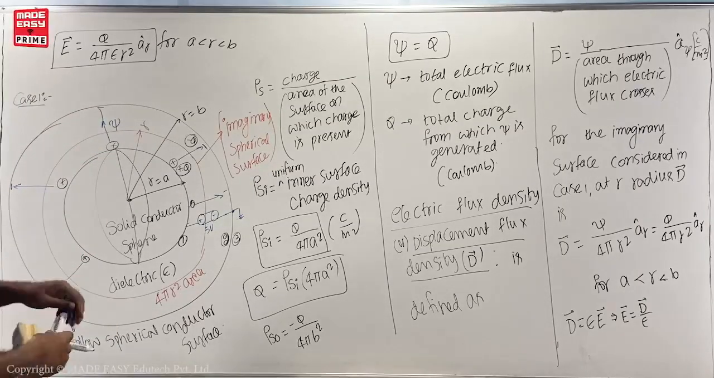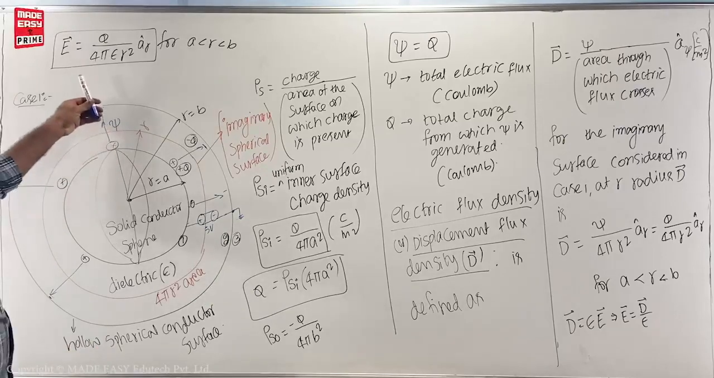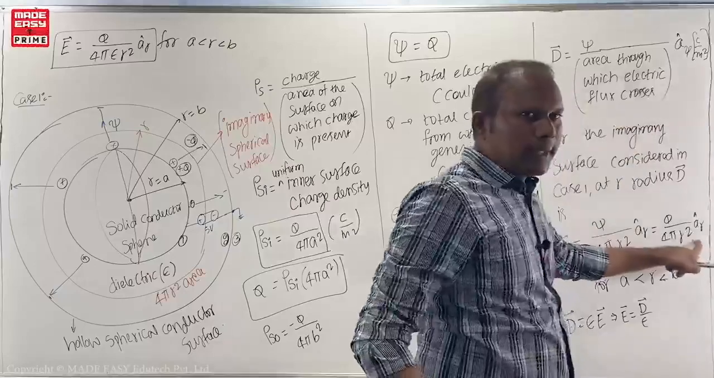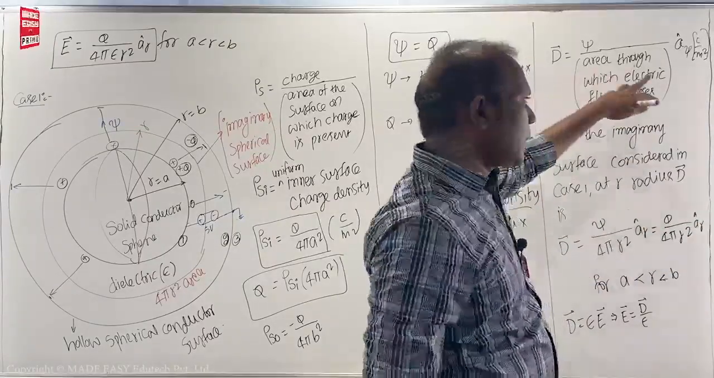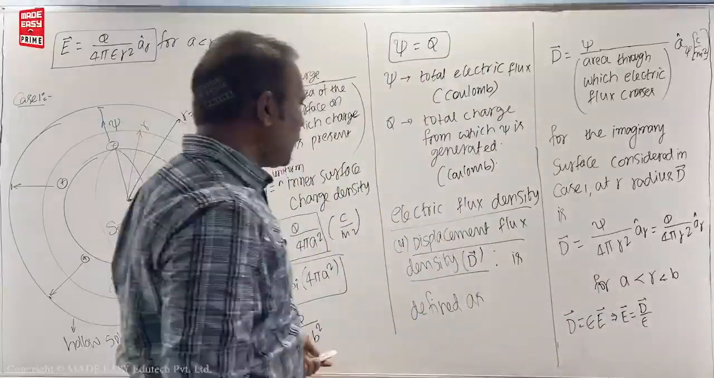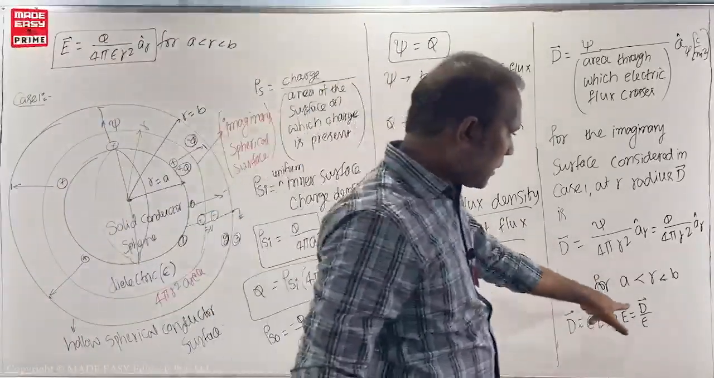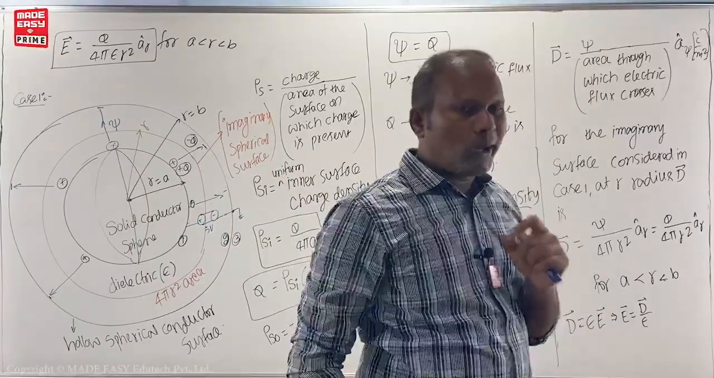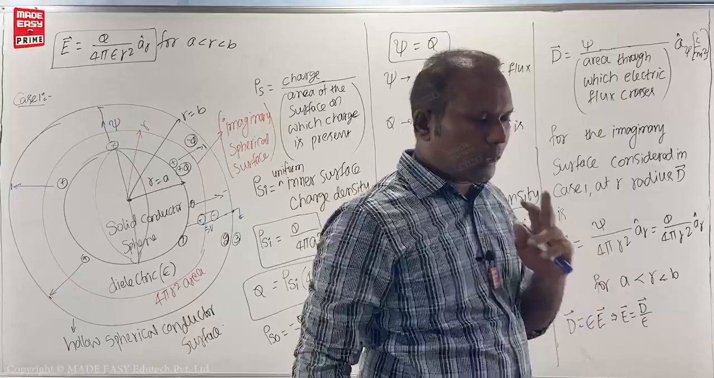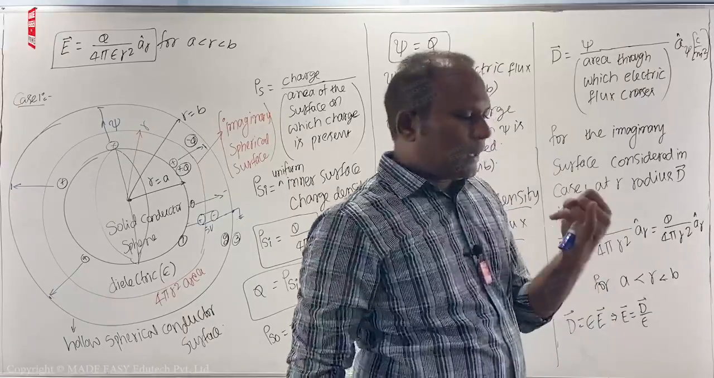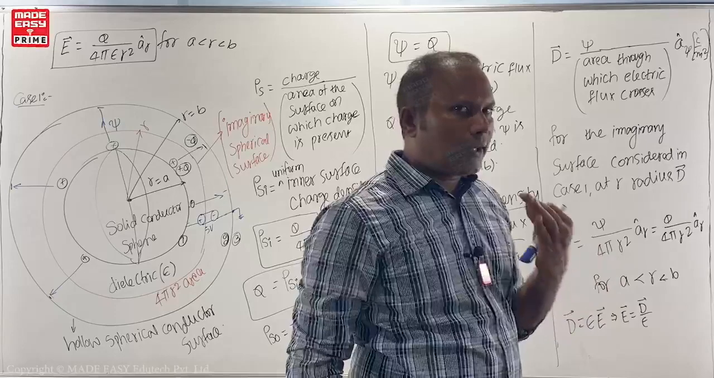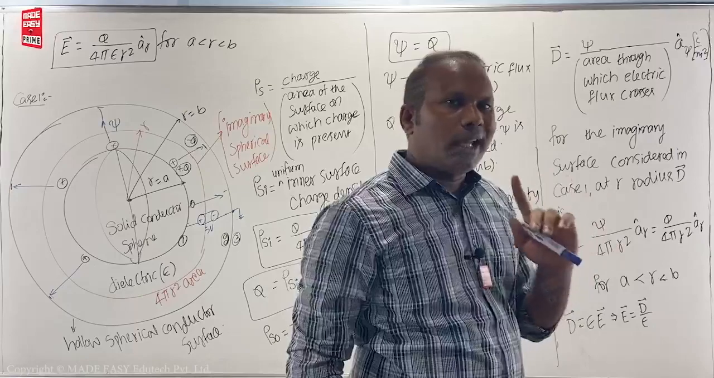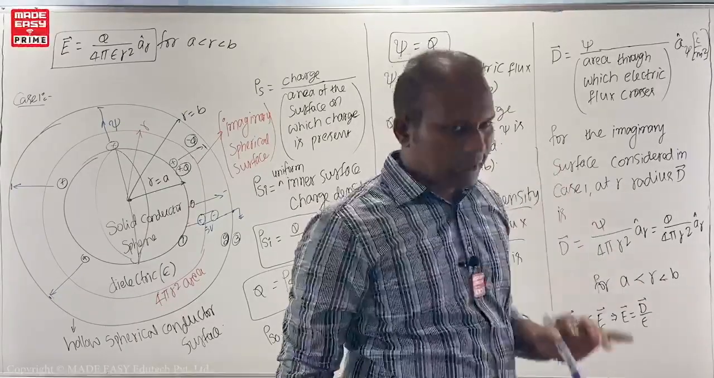So the conclusion: electric flux direction is AR cap, and electric flux density direction is also AR cap. Both are the same. Electric field direction is also the same, because D bar and E bar directions are the same. That is why I wrote at the beginning, in note 1 for a point charge: electric field lines, electric flux lines and electric flux density lines start perpendicular to the positive charge surface in the outward direction and end on the negative charge surface at a 90 degree angle.